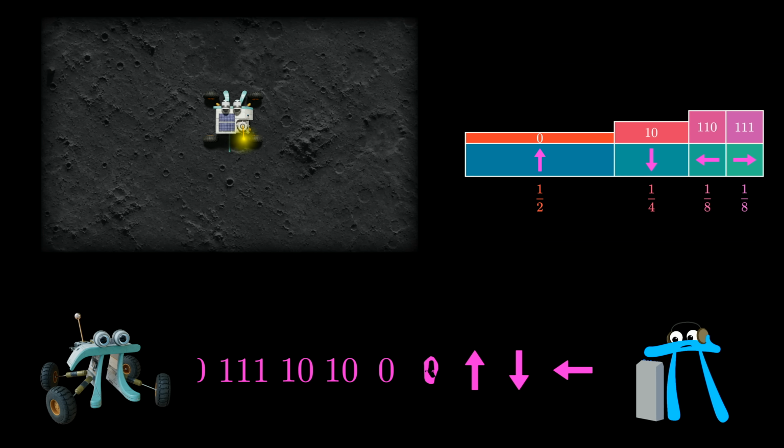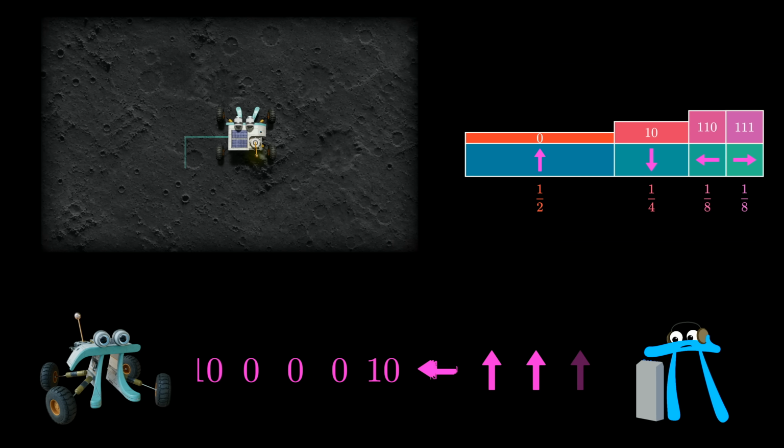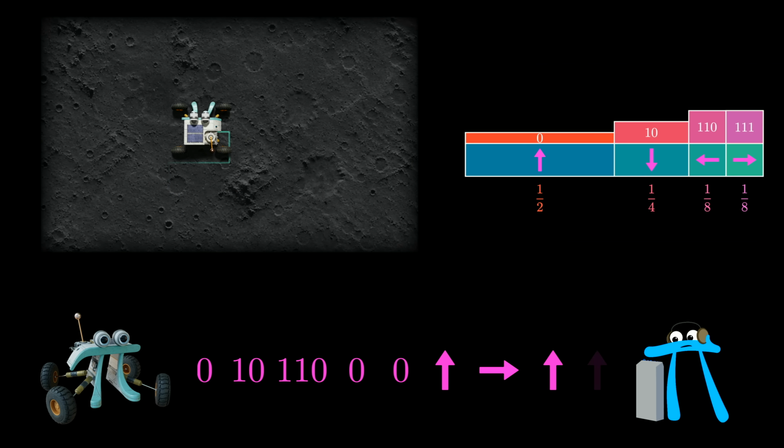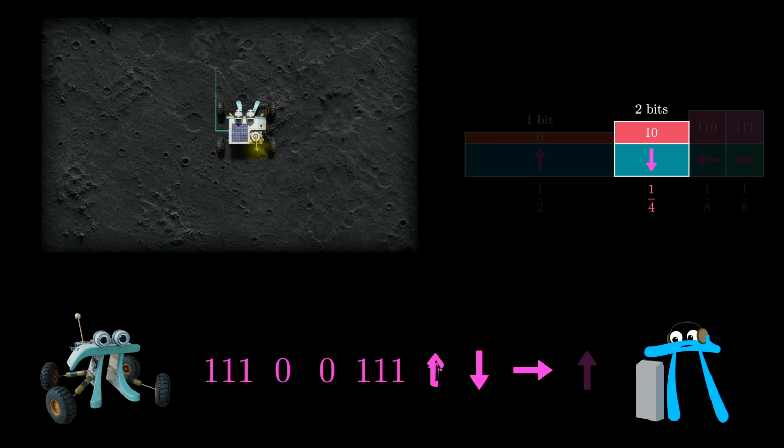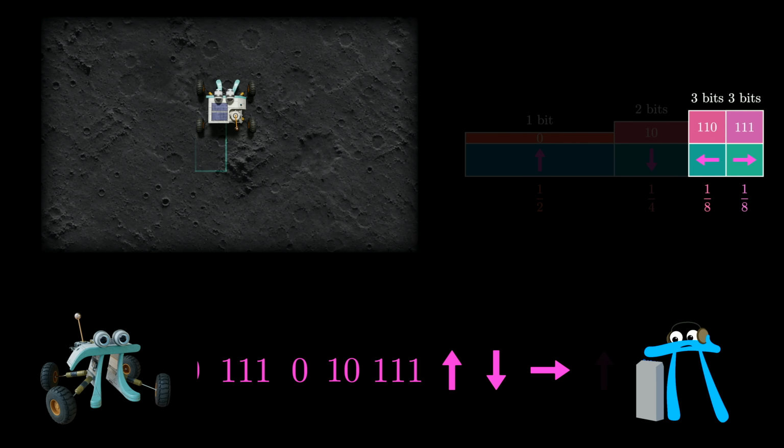One of the conclusions we came to in part 1 was how the best possible encoding here turns the symbol up into just a single bit, turns that symbol down into 2 bits, and turns left and right each into 3 bits.